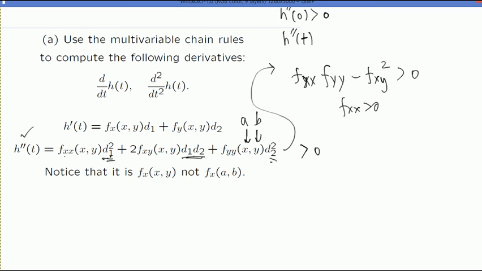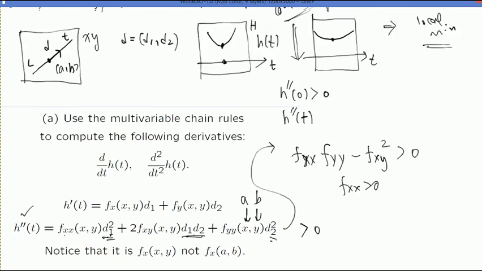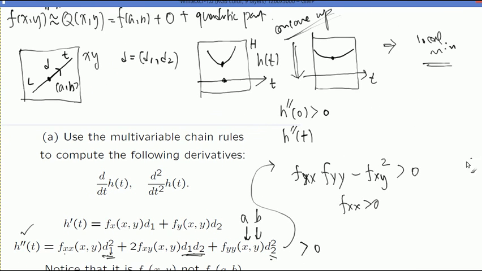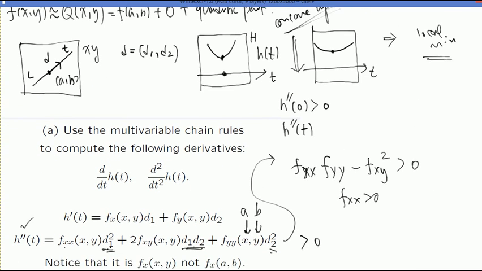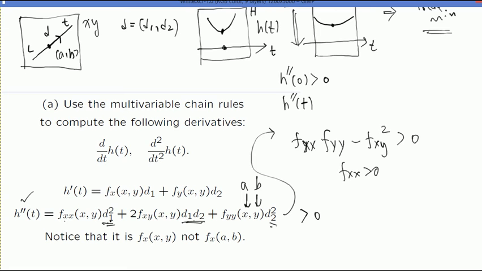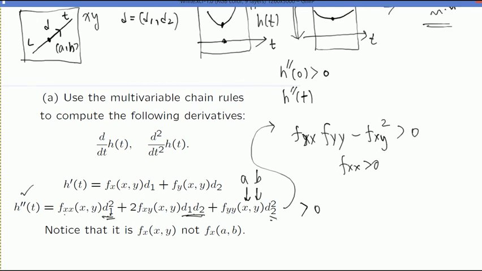Any question about the second derivative test? And it's a bit more rigorous approach to that? Yes? H of t? Right, h of t, good question.